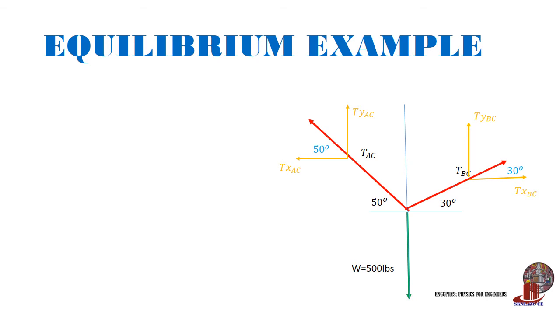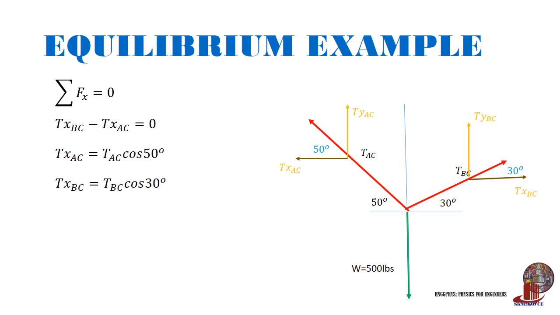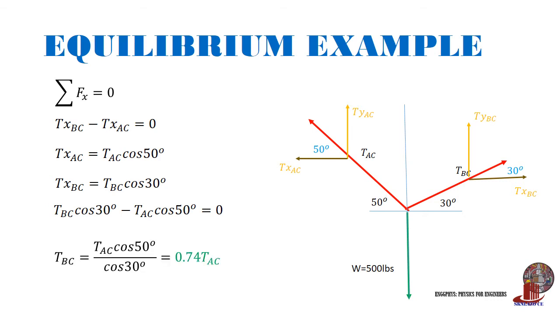The next step is to use summation of horizontal forces is equal to 0. And similarly, the resulting equation will be TXBC less TXAC is equal to 0. And solving for the components, TXAC is TAC cosine 50 degrees and TXBC is TBC cosine 30 degrees. So plugging them to the second equation, it will be TBC cosine 30 degrees less TAC cosine 50 degrees is equal to 0. And extracting TBC, we would have TAC cosine 50 degrees all over cosine 30 degrees. Simplifying, we would have 0.74 T of AC.